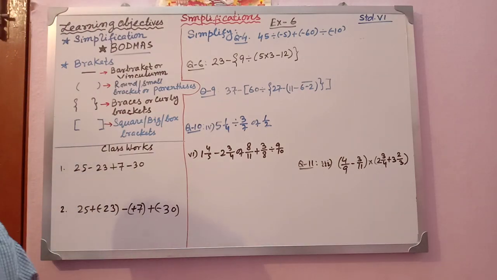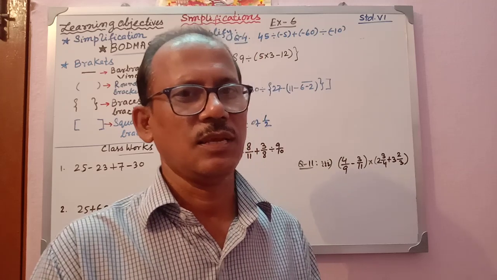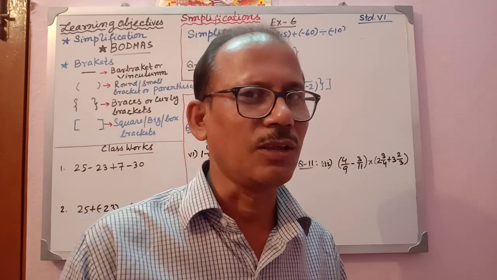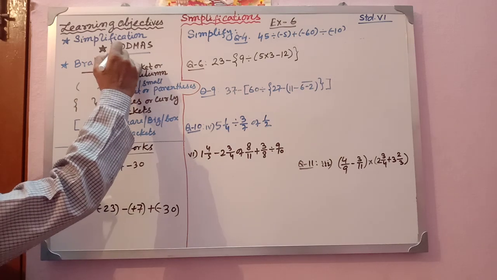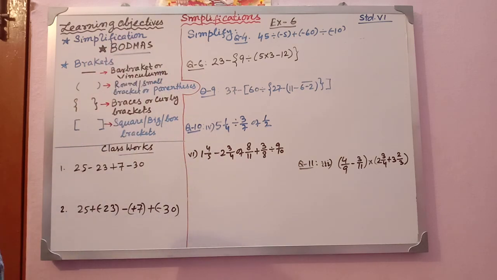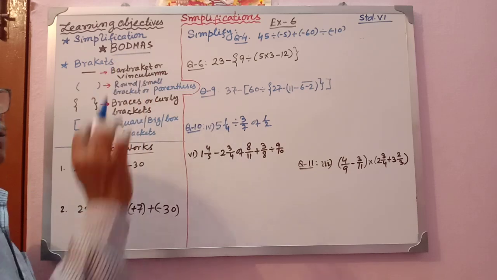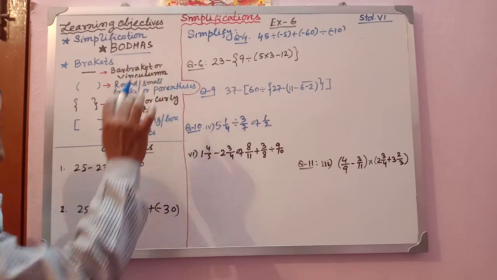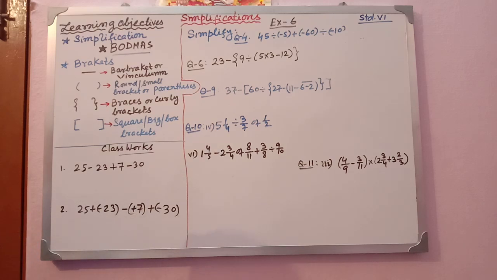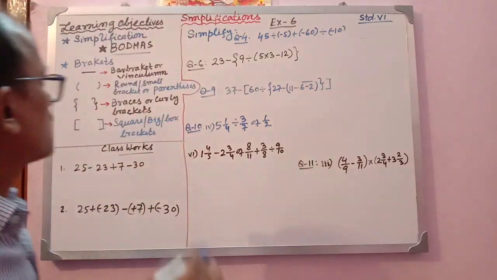Now simplification follows a strict rule, that is called BODMAS. Here BODMAS is not the Bengali word meaning naughty. Here it is an abbreviated form: B stands for bracket, O stands for of, D stands for division, M stands for multiplication, A stands for addition, and S stands for subtraction. But why is it given this way? You have to follow this order. This is the sequence you have to follow.